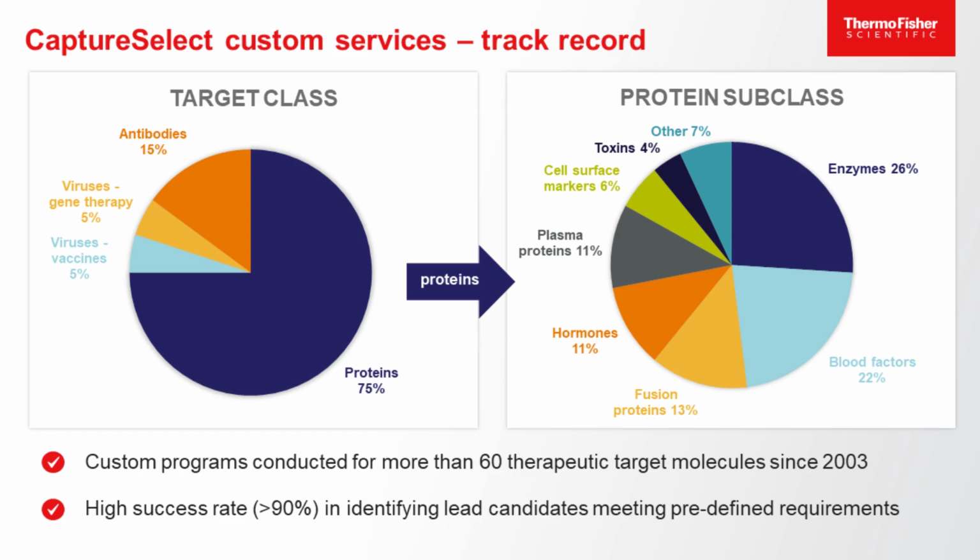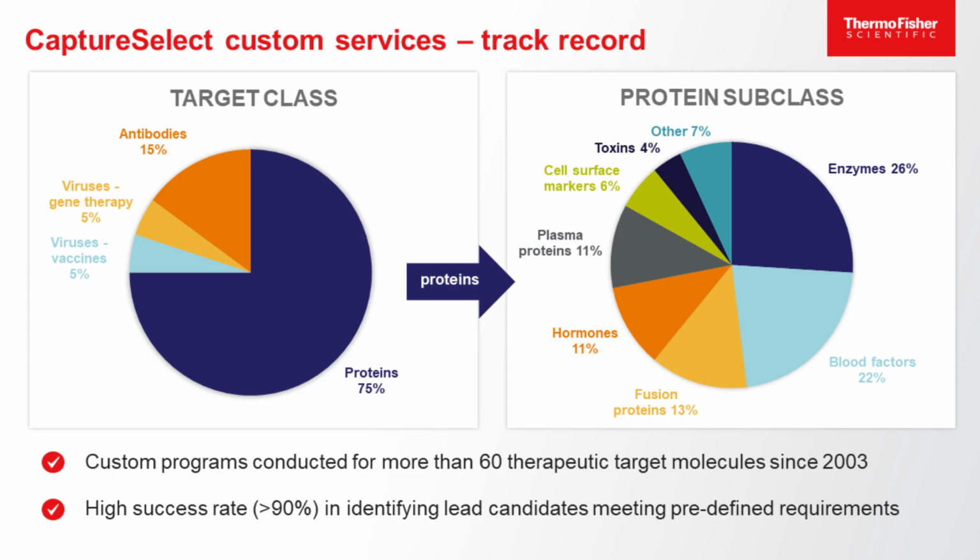If you then break the proteins up and move to the right-hand side of this slide, you can see the different protein subclasses we've worked on and where we've been successful. So a quarter of it have been recombinant enzymes, worked on blood factors, factor 8, factor 7, those types of product. Fusion proteins, so for example Fc or interleukin fusion proteins, hormones, plasma proteins, and recently as well, and that is something we started probably about 3 years ago, cell surface markers, so CD for cell separation, as well as a small fragment in toxins and others.